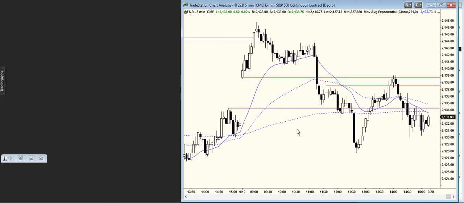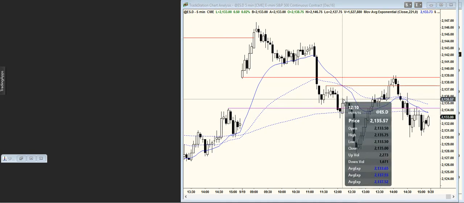One of the characteristics of a wedge is that the gaps close after every move. So maybe you get a push down, then you get a pullback, you get a second push down. A lot of times the second push down closes the gap.